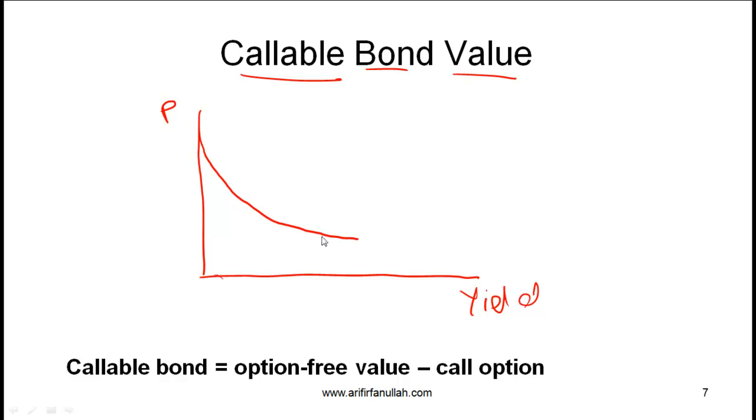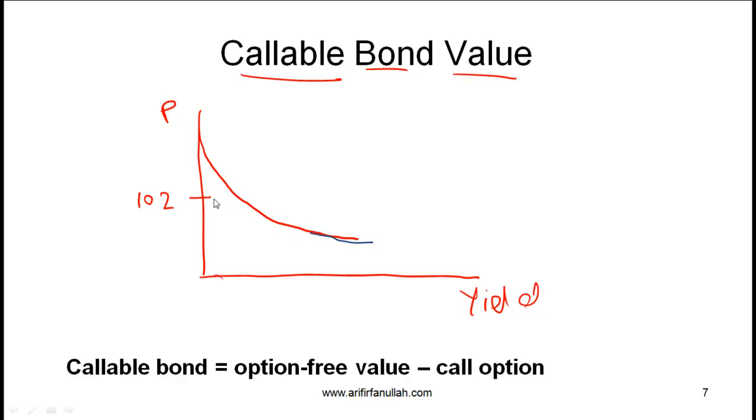But what if the bond has a call option? And let's say the embedded call option says that the issuer can call the bond back at 102% of par. Now at very high interest rates, it is unlikely that the call option will be utilized. Hence, if I were to draw the callable bond in blue, we can say that at high prices, the value of the callable bond as well as the non-callable or option-free bond is the same.